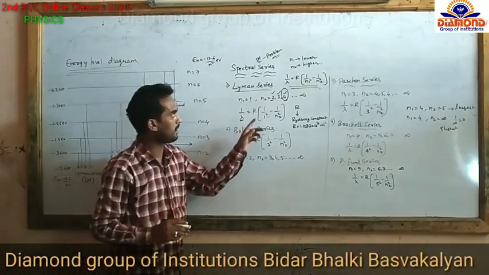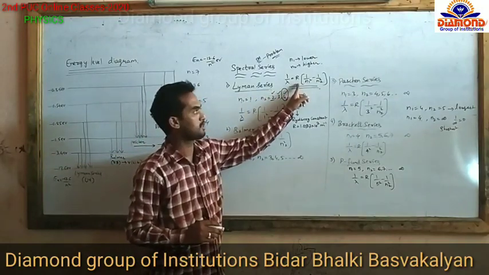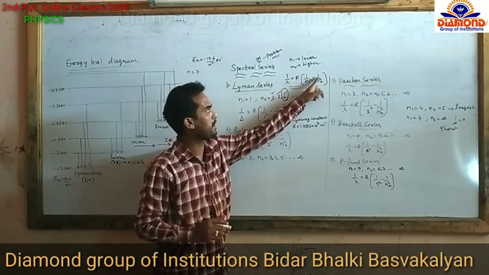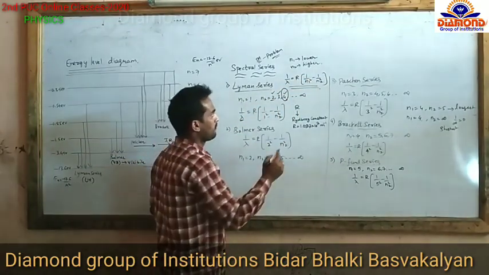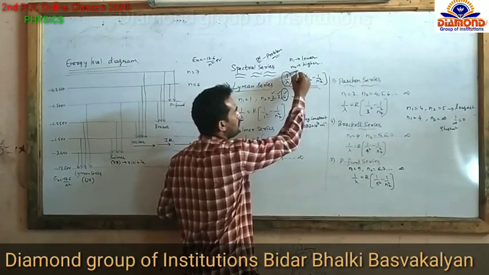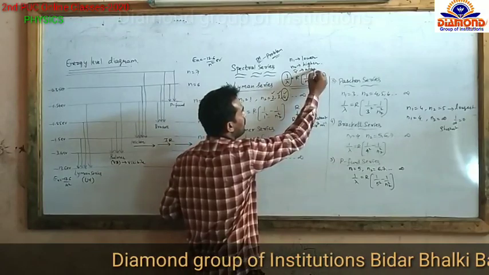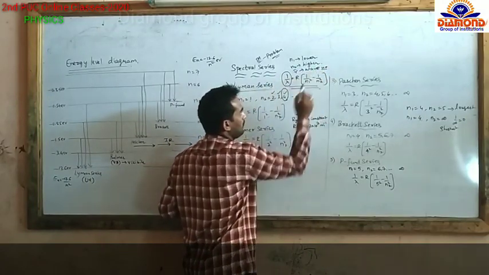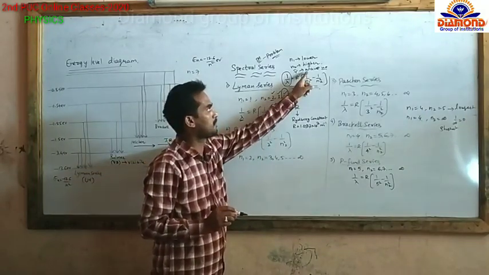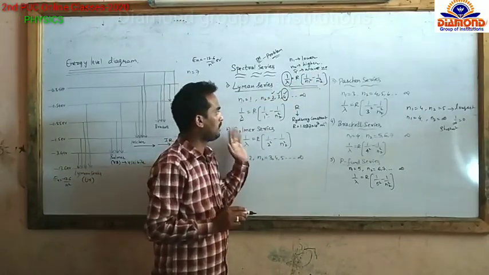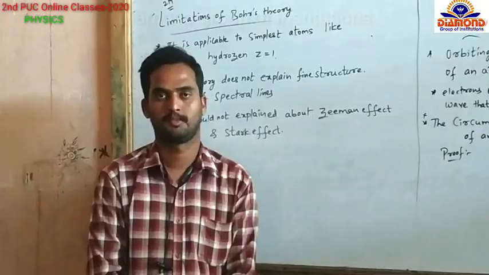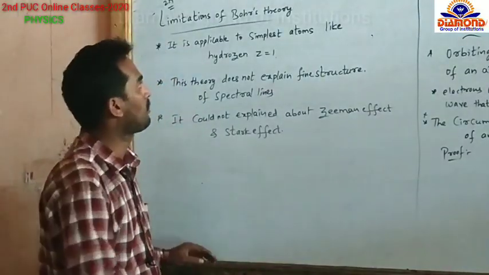Then finally, remember this expression also: 1 by lambda equal to R into 1 by n1 square minus 1 by n2 square. In place of 1 by lambda, you can write nu bar. So this is called what? Wave number. What is meant by wave number? The reciprocal of the wavelength is also called wave number. So these are the mathematical expressions based on spectral series.